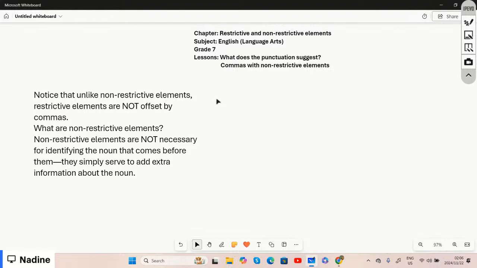And then the lessons that we are going to be focusing on under the chapter of restrictive and non-restrictive elements are, what does the punctuation suggest? As well as commas with non-restrictive elements. So what does the punctuation suggest? And we're doing commas with non-restrictive elements. So that is going to be our lessons for today under our chapter of restrictive and non-restrictive elements.